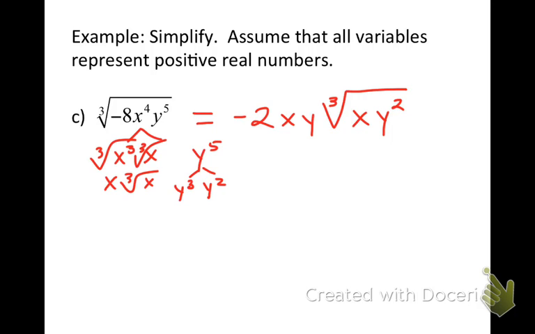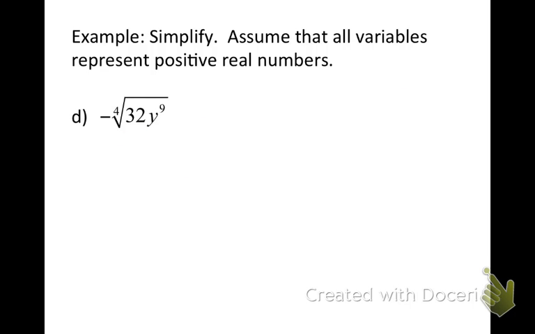Okay, all right, moving along. Let's do a 4th root. Let's do the negative 4th root of 32y to the 9th. We're almost there. The light at the end of the tunnel is very close. So we're going to have a negative in front, 4th root of 32.